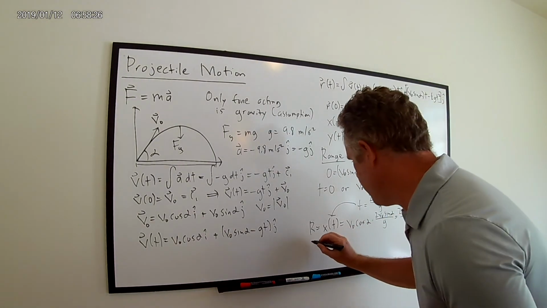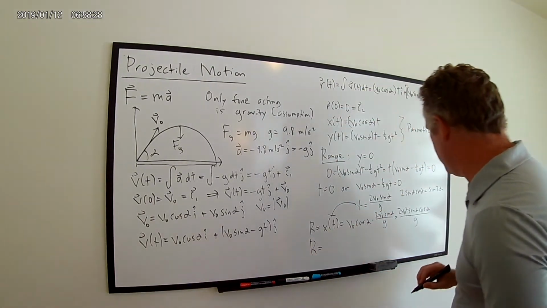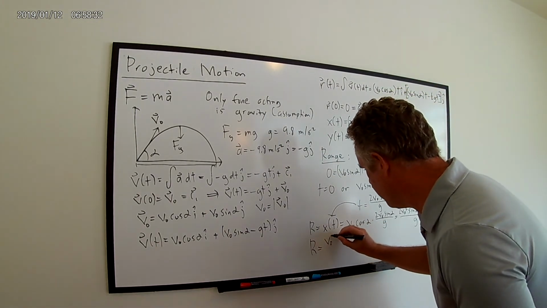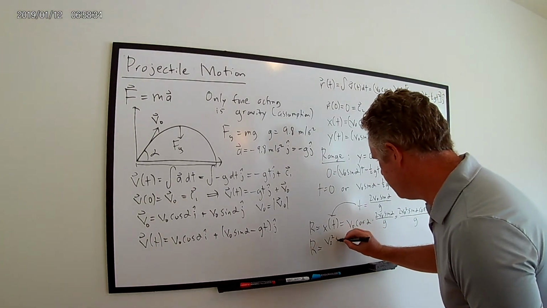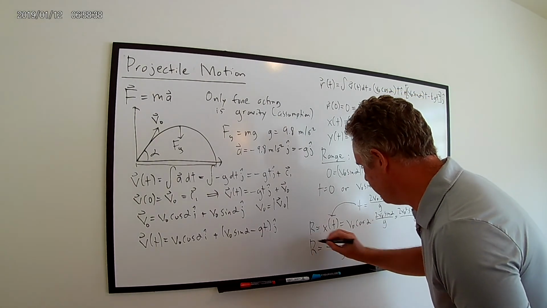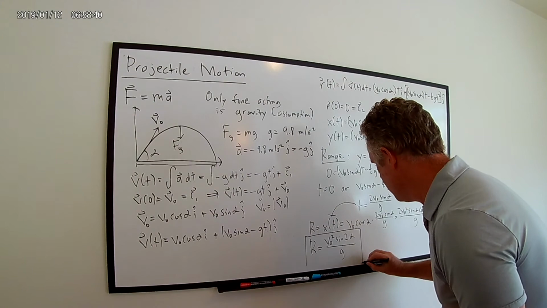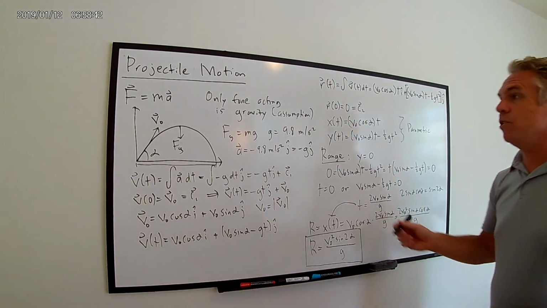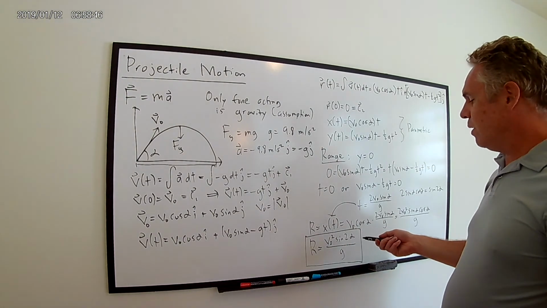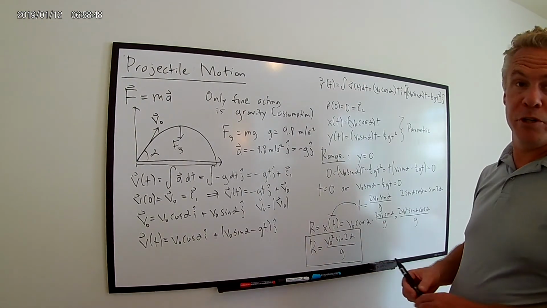So we can write the range as range equals v0 squared times sine of 2 alpha divided by g. Let me box that equation. This is the equation for the range of a projectile fired with an initial speed v0 and launch angle alpha. This is how far the projectile will travel.